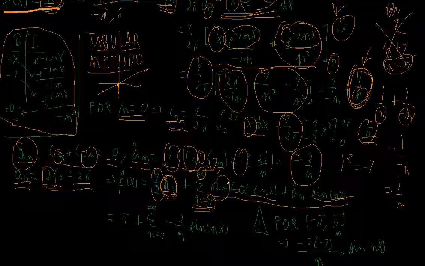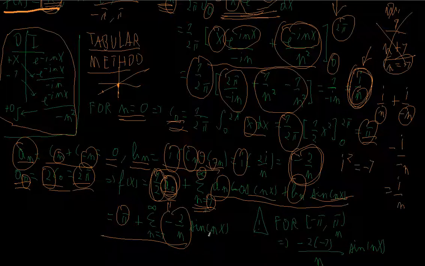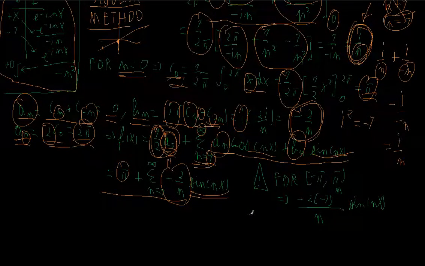So I said our a sub n is 0, except for when n is equal to 0, where we get 2 pi. So if we take half of it, we get pi. And our Pn is this thing here, so negative 2 over n. And so we plug in this coefficient here, and we get pi, or this part here, plus the sum from 1 to infinity of this Pn, so negative 2 over n times sine of nx. Yes, so that is our Fourier series.